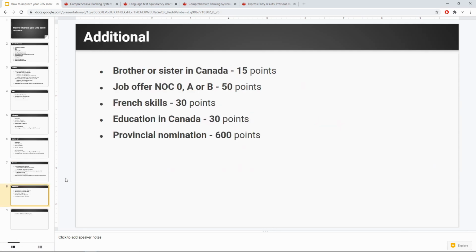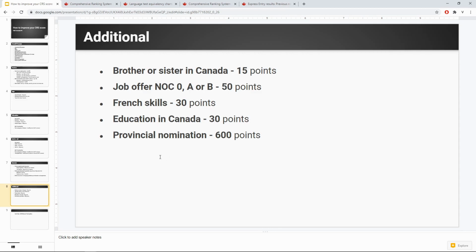The third and last category of points is additional factors. If you have a brother or sister in Canada, even if your spouse has a brother or sister in Canada, you can claim additional 15 points. If you have a valid job offer for NOC 0A or B from a Canadian company, you can claim 50 points for that. The only condition is that the job offer has to have a valid LMIA document. LMIA means Labor Market Impact Assessment. If you have a French proficiency, then you can claim 30 more points. If you have bachelor's or master's in Canada, then you can get 30 more points for that.